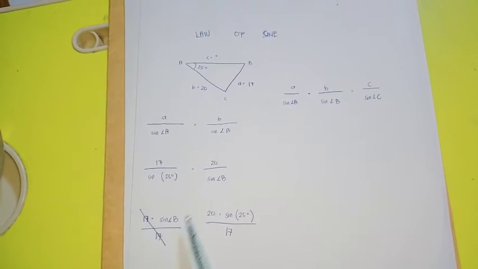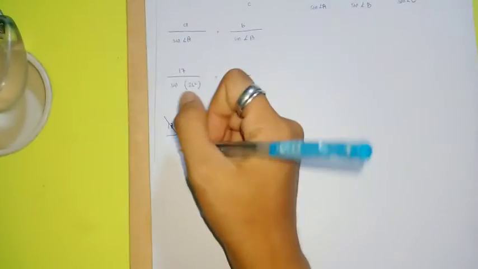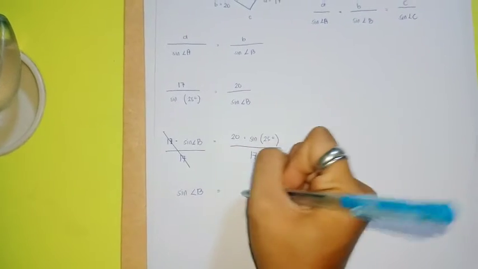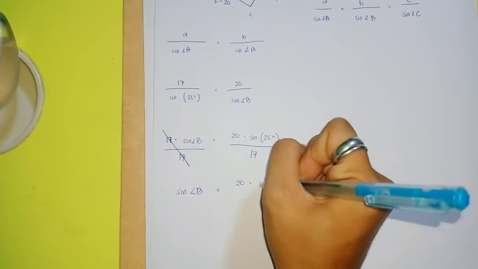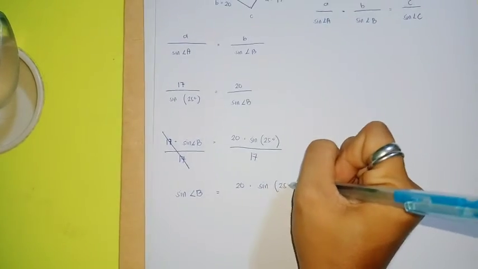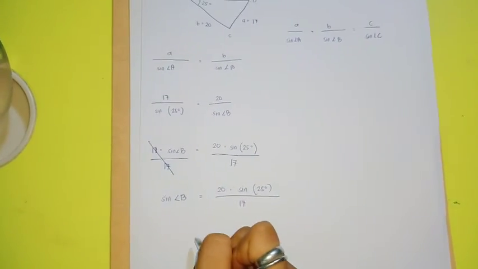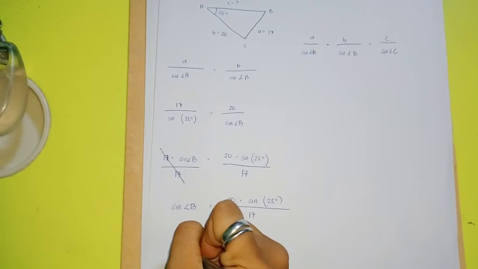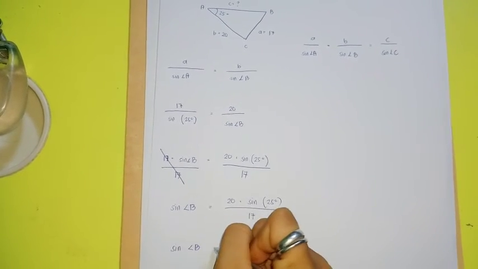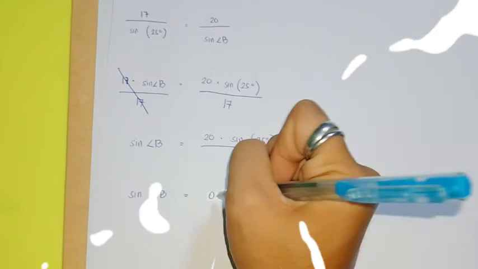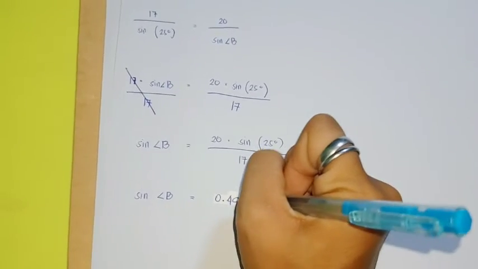So this will become sin B is equal to 20 times sin 25 degrees over 17. So in the calculator, this will become 0.498.